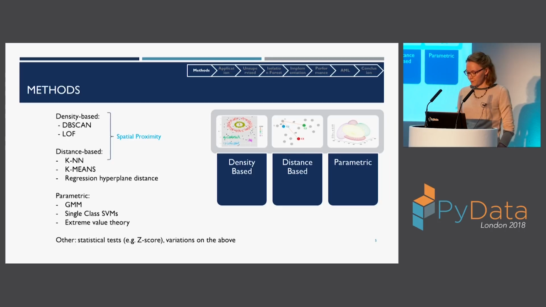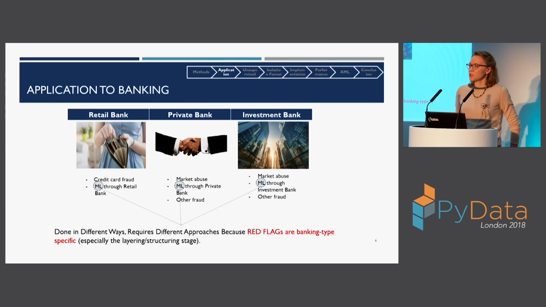In terms of application to banking, many of you probably have heard that anomaly detection is used in credit card fraud detection. That's a very, very well-known area where it's used. Other areas are market abuse in private banking, so market abuse by clients, or market abuse by both clients and traders in investment banking.